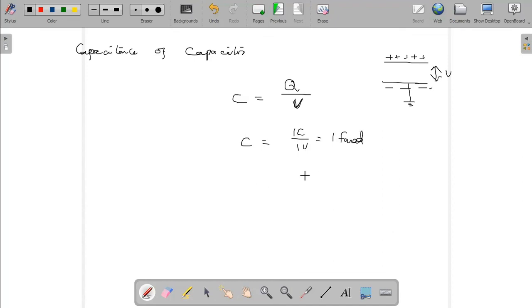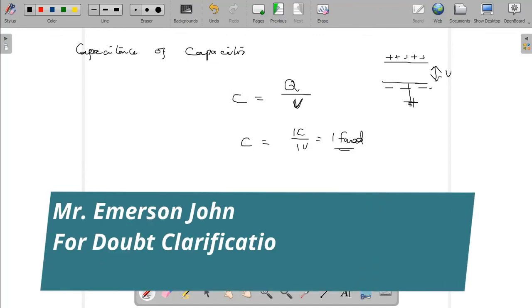So, what is 1 farad? 1 coulomb of charge given to a capacitor develops a potential of 1 volt. Again, what is 1 farad? If 1 coulomb of charge given to a capacitor develops a potential difference of 1 volt, then the capacitance of the capacitor is called 1 farad.